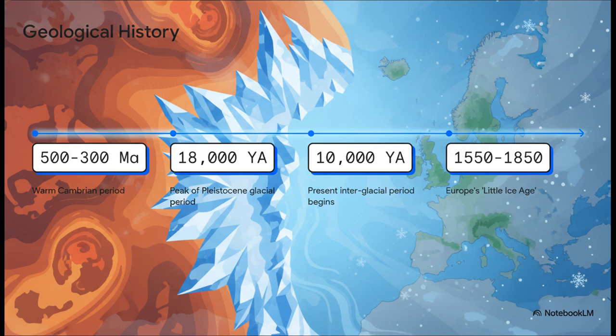I mean, look at the timeline. 500 to 300 million years ago, during the Cambrian period, the Earth was remarkably warm. Then we had the Pleistocene epoch, with massive glacial periods peaking about 18,000 years ago. Even in recent human history, Europe experienced a little ice age between 1550 and 1850. The climate has always fluctuated through natural cycles of warming and cooling.